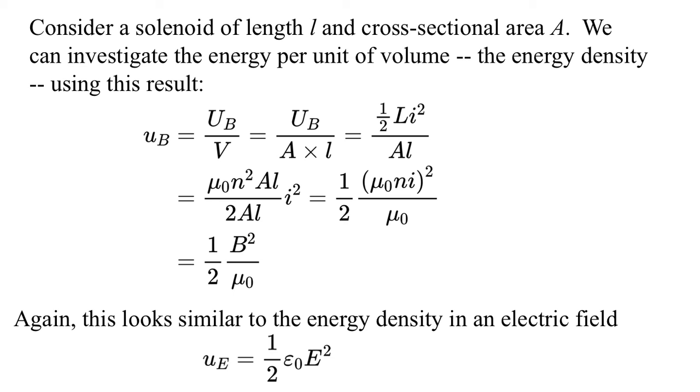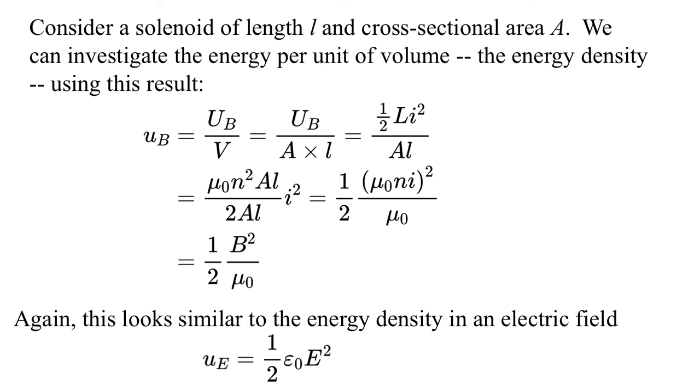Again, this looks very similar to the energy density in an electric field, which we found was 1/2 epsilon naught times E squared. You'll notice that because of the way we define our constants, mu naught and epsilon naught tend to appear on opposite sides of the solidus. Don't worry about it, it's not a big deal, but it's interesting to note.